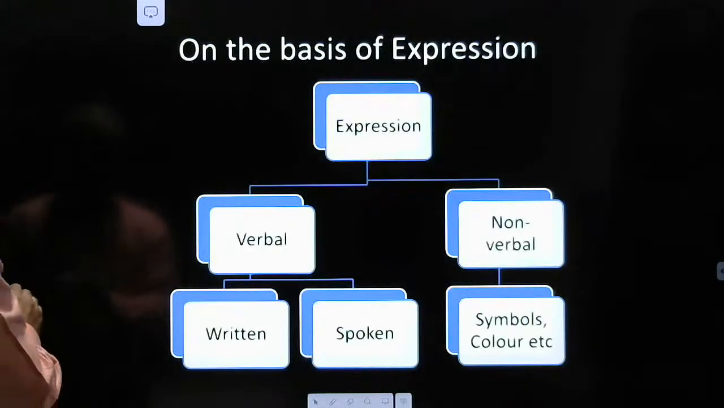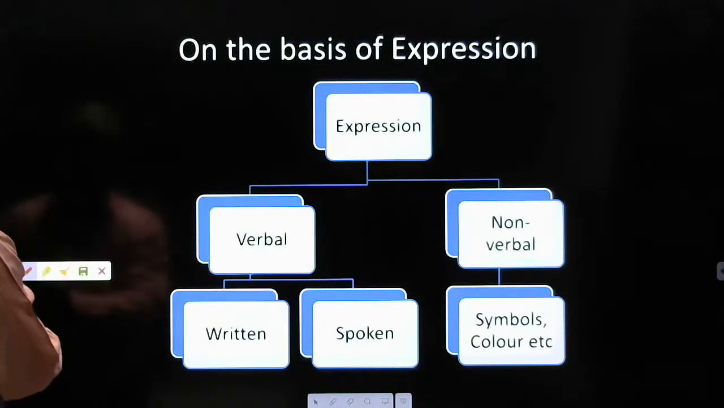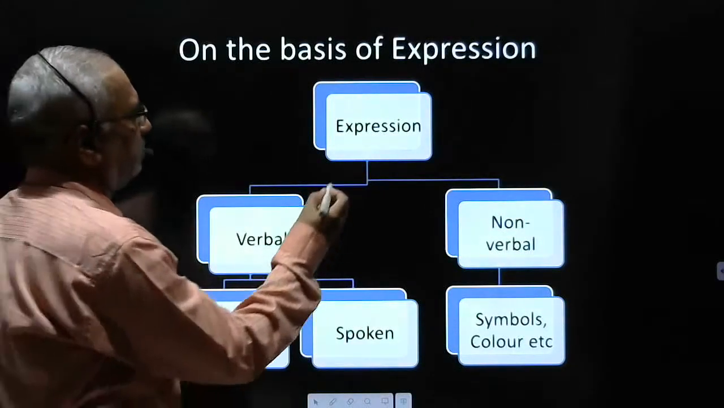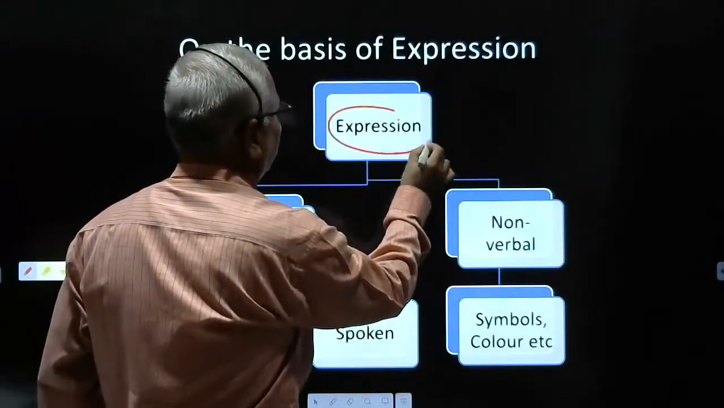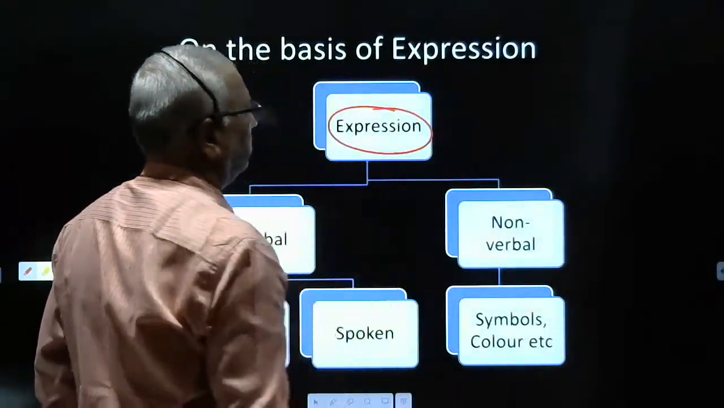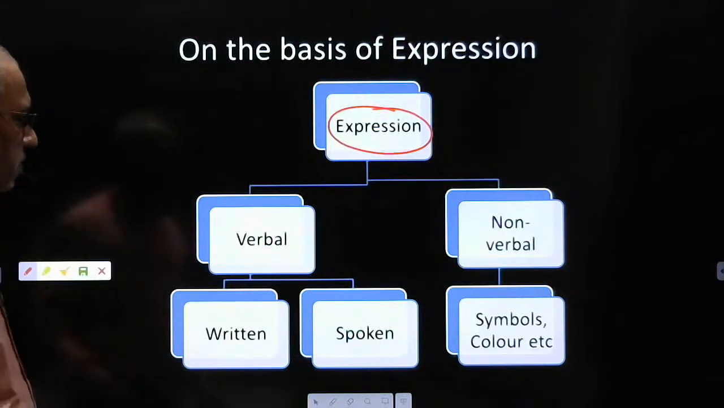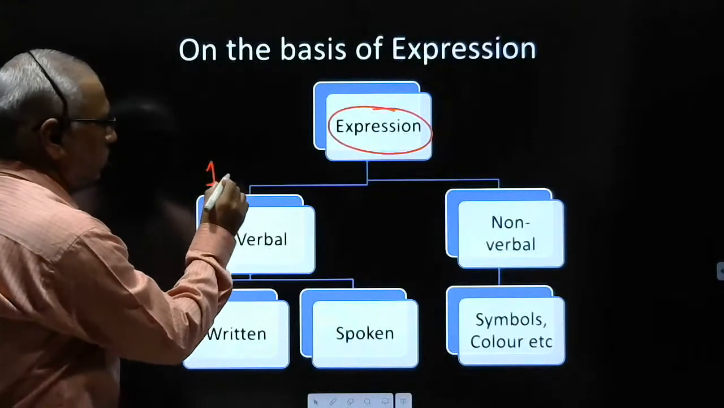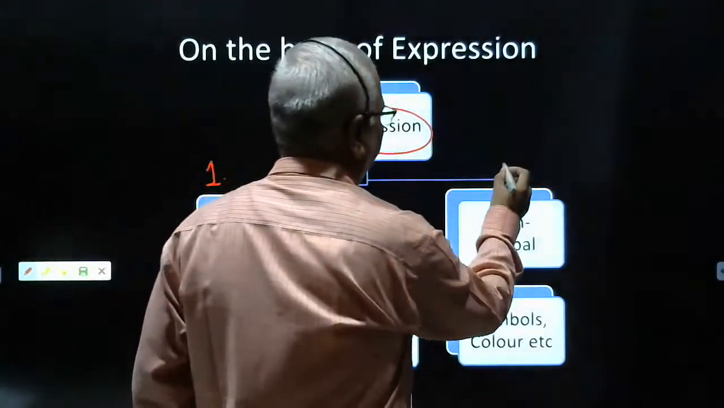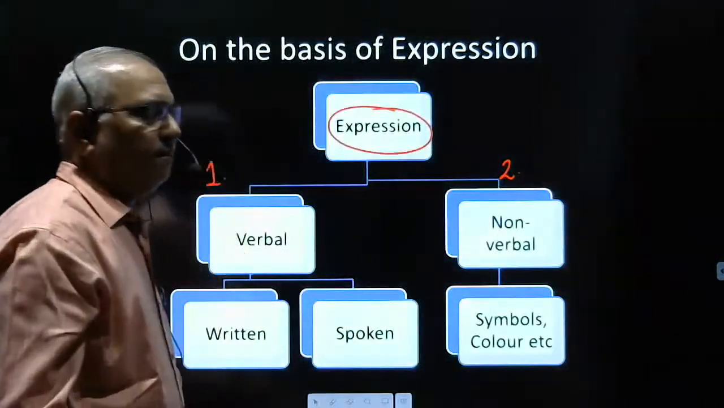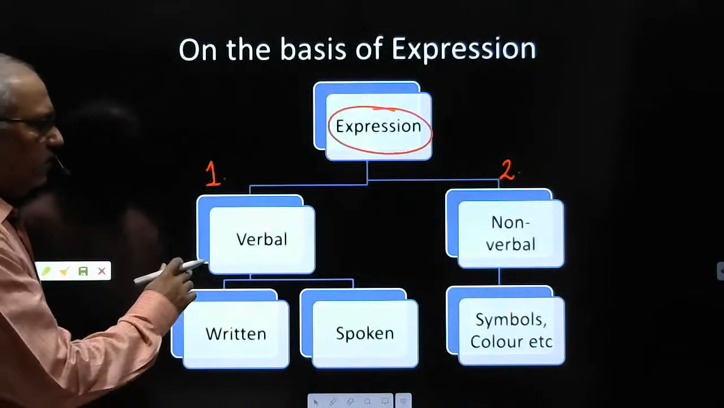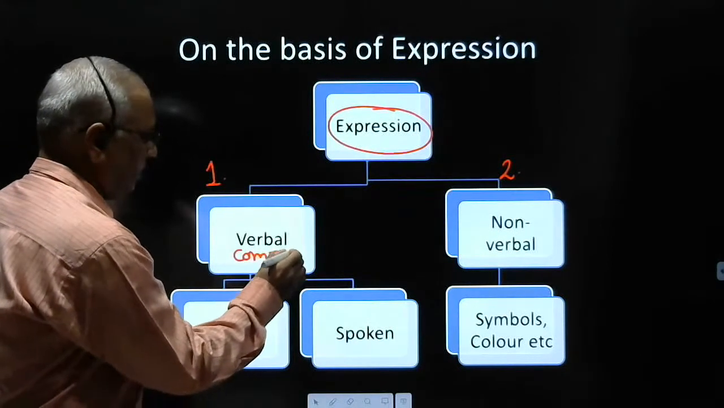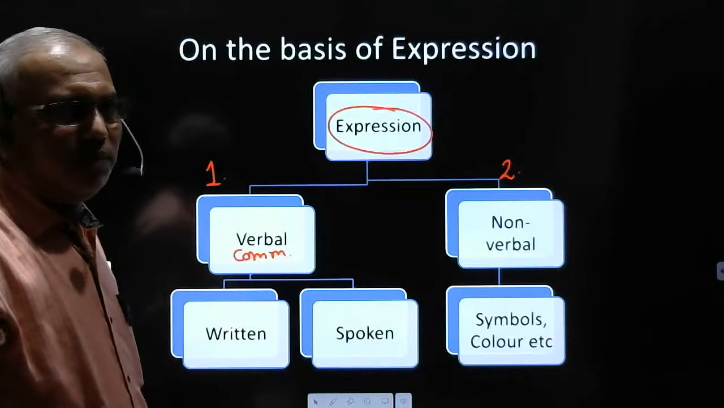Then the second, we have this classification on the basis of expression, the way you express and transmit the message. On the basis of expression, you have two further types of communication. The first one is called verbal communication, and the second one is called non-verbal communication.